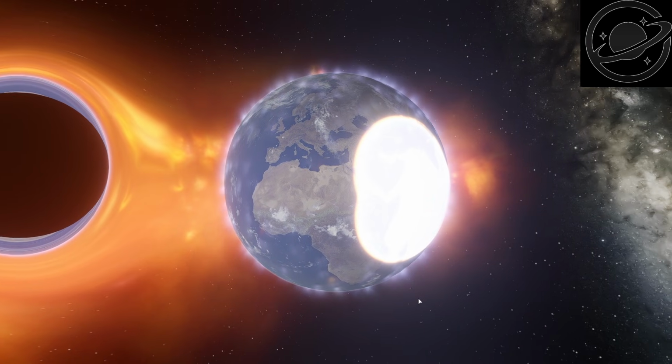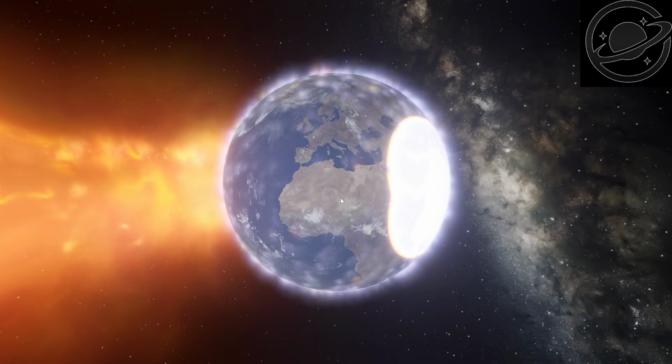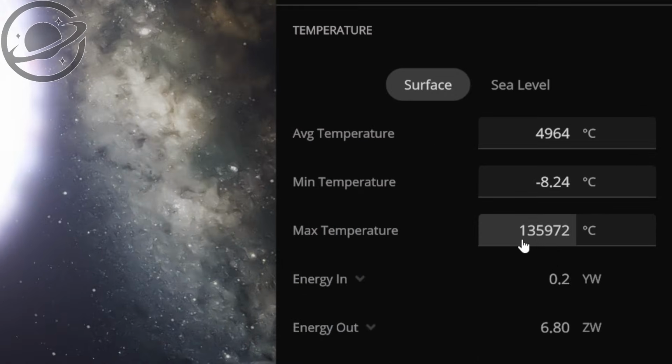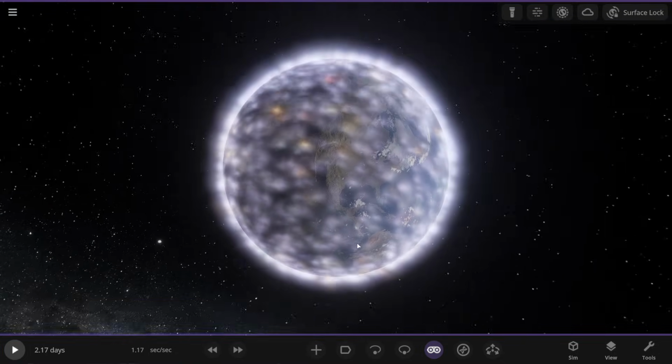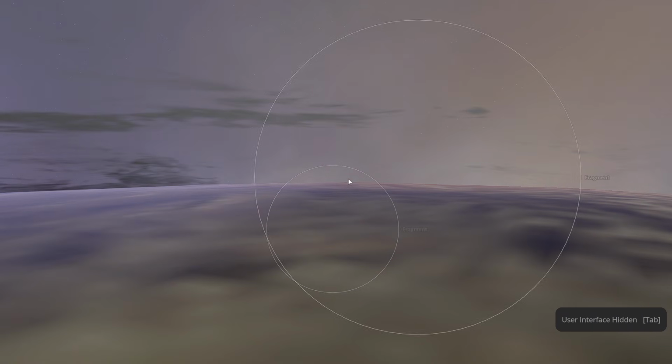And look what's already starting to happen to Earth. Look at that, it's heating up incredibly. The maximum temperature is already 135,000 degrees Celsius, and the average is around 5,000 degrees. Before it flies into the black hole, I want to go down to our planet and see what this black hole looks like in the sky.